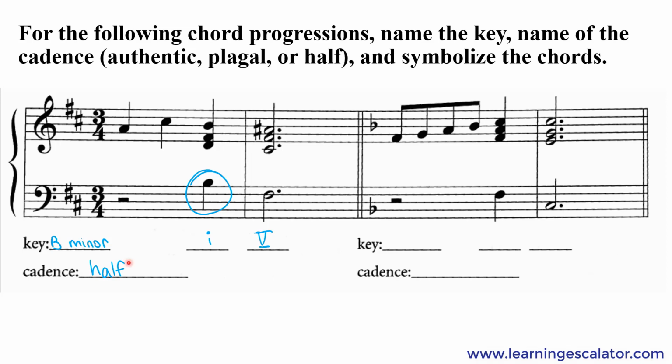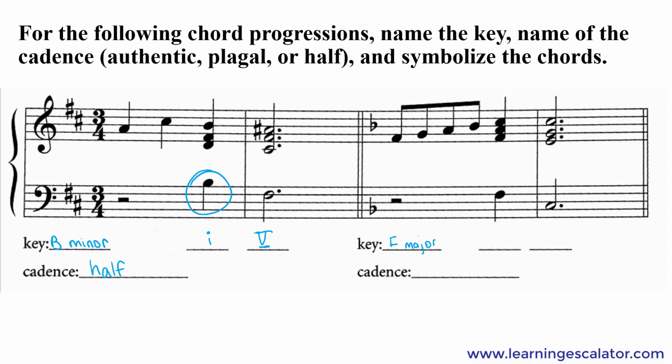Then the second example, there's one B flat, so it's either F major or D minor. Then we look at this, it's an F and a C, and there are no accidentals, so it's probably F major. And then you look at the F and the C, if it's F major, the F is the tonic and the C is the dominant, so it's definitely F major. So the key is F major.